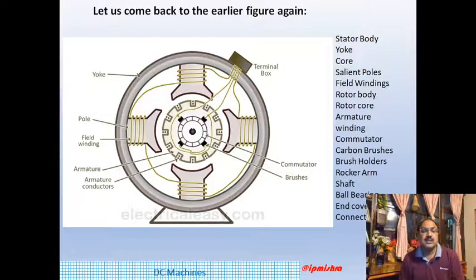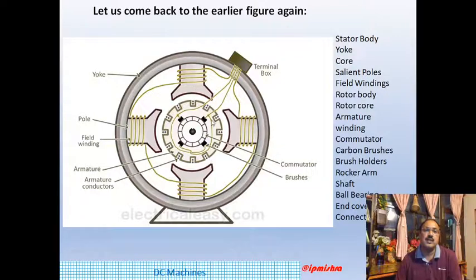The core is basically in some machines it is casted, and in some machines it is made of thin stampings as in transformer. Yoke also provides a return path to the flux. Now these are salient poles. Over the salient poles, these are electromagnetic poles. When this coil is energized, it will become magnet. So over these poles, this is field winding, which provides main field to the machine.